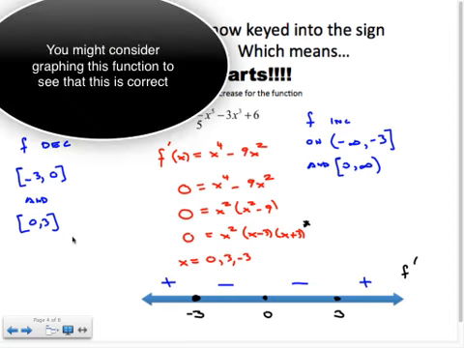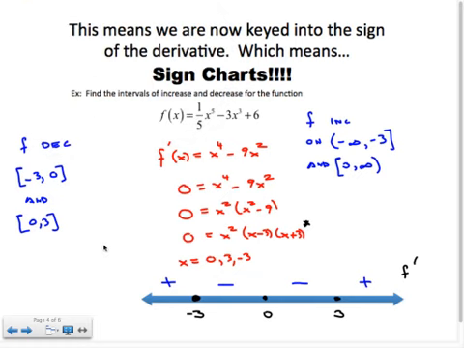So you could start to sketch a decent picture of what this graph does based on where it increases and decreases. You can also determine what happens at -3, 0, and 3. If my function increases before -3 and then decreases after -3, then I should see a local maximum there. If my function decreases before 0 and then continues to decrease after 0, I'm not going to see any maximum or minimum. I'm going to see a saddle point. And if my function decreases before 3 and then increases after 3, I should see a local minimum.